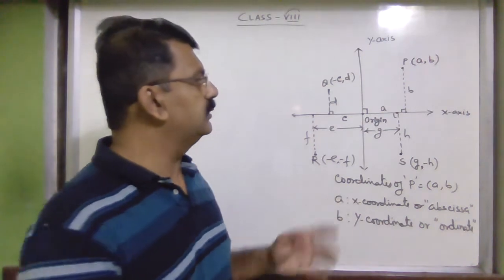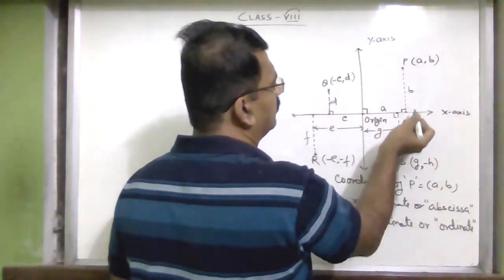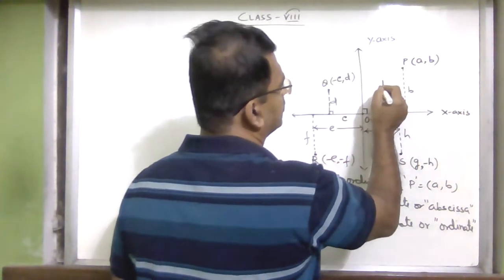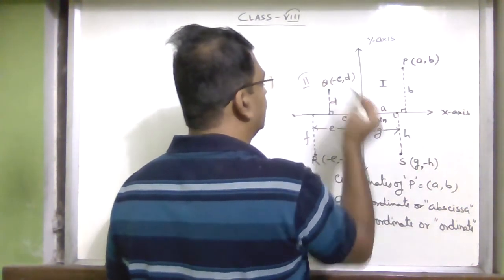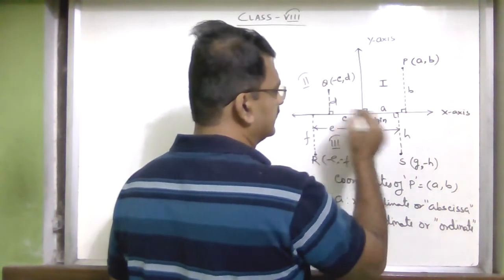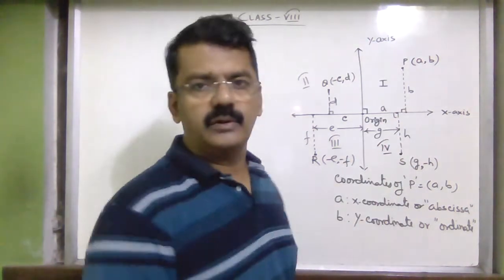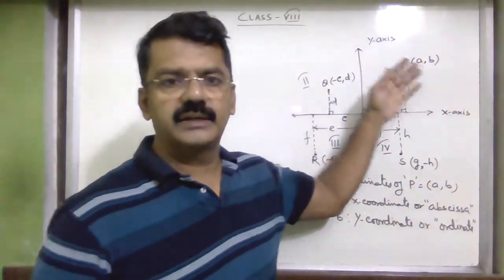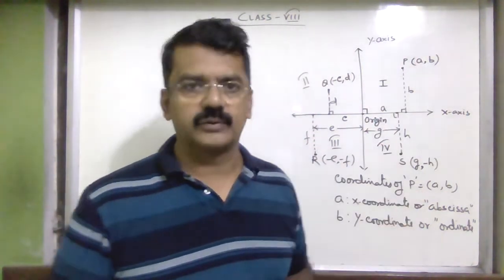So you see, starting from this line, this 1/4 is called the first quadrant. Then this is called the second quadrant. Then this is called the third quadrant, and this is called the fourth quadrant. So you must remember the order also. This is the first quadrant, then the second quadrant, then the third quadrant, then the fourth quadrant.